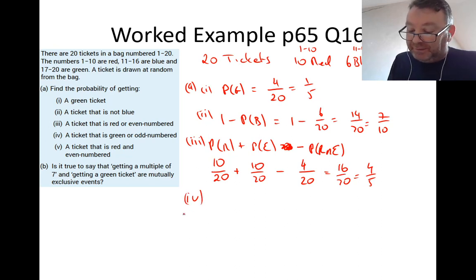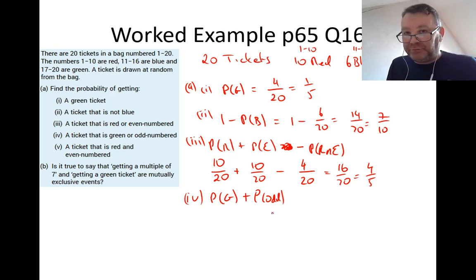A ticket that is green or odd numbered. So the probability of green or the probability of odd number. Now, again, ask yourself a question. Can green and odd occur together? Are they mutually exclusive? Are they non-mutually exclusive? Can we have odd greens?